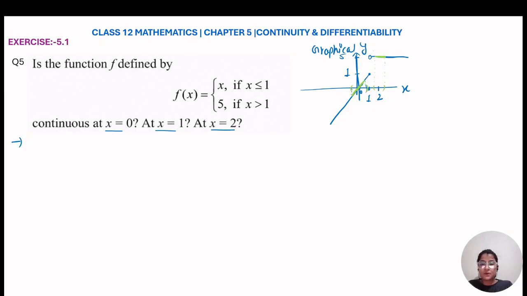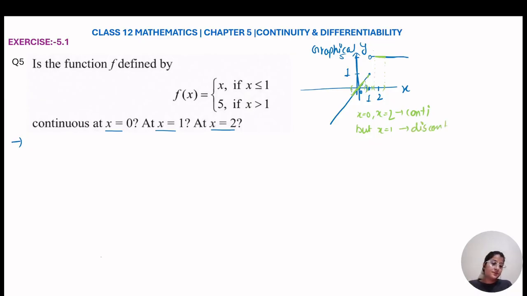Now the third one is for x = 1. If you take any point less than or equal to 1, your graph is this. And then when you just move ahead of 1, you directly jump to 5. So as you can see, there is a jump. You cannot make your graph without lifting your pen. So you can easily see at x = 0 and x = 2, the function is continuous. But at x = 1, the function is discontinuous.